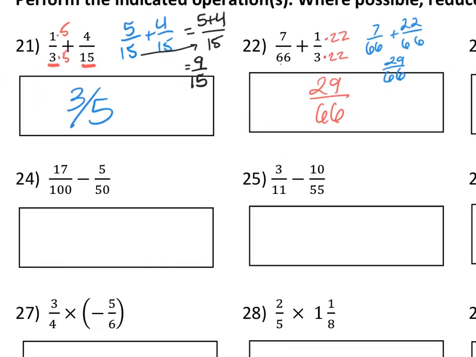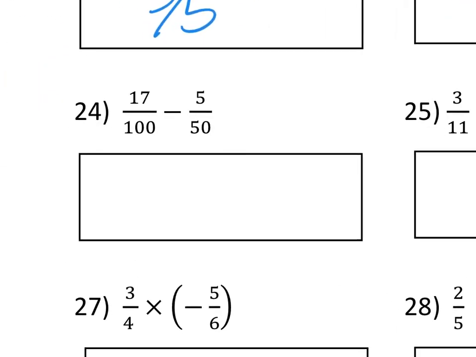All right, 24. Subtraction, we need a common denominator. 100 would be a common denominator for 150. So our first fraction is good. If we look at our second fraction, we just have to multiply the numerator and denominator by 2. So we'll have 17 over 100 minus 10 over 100.